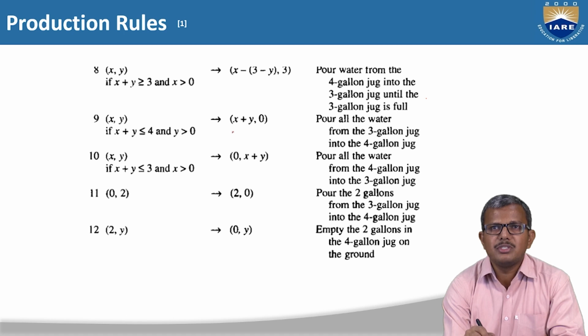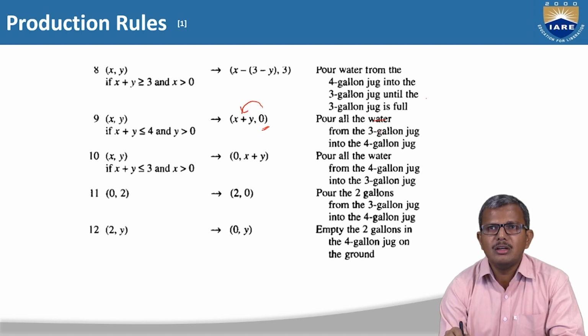The other production rule you see is (x + y, 0). So I am making the 3-gallon jug empty. How? By removing all the water present in the 3-gallon jug and pouring it into the 4-gallon jug. That is nothing but pouring all the water from the 3-gallon jug into the 4-gallon jug.